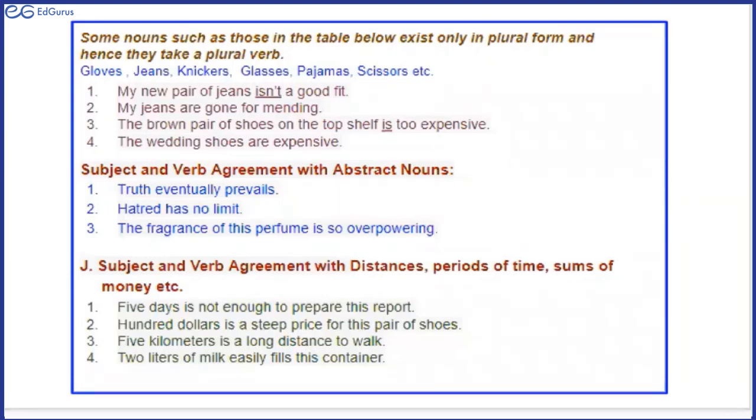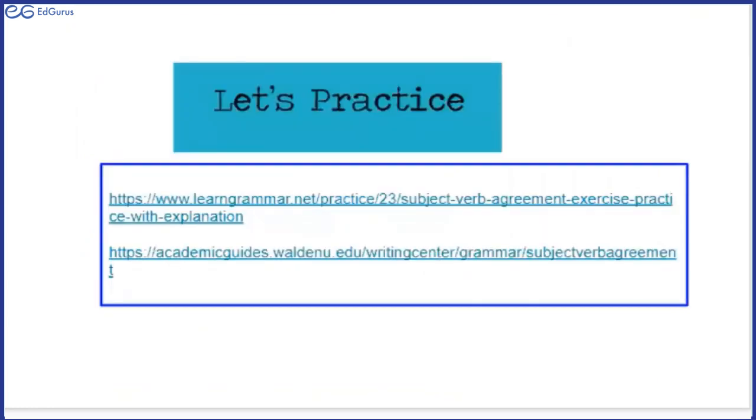Is that clear? You have to understand that the subject that is presented there, is it actually signifying plural subject or singular subject? Is that clear? Yes, ma'am. Yes. Now here is the time for practice. Okay. I will take you here.